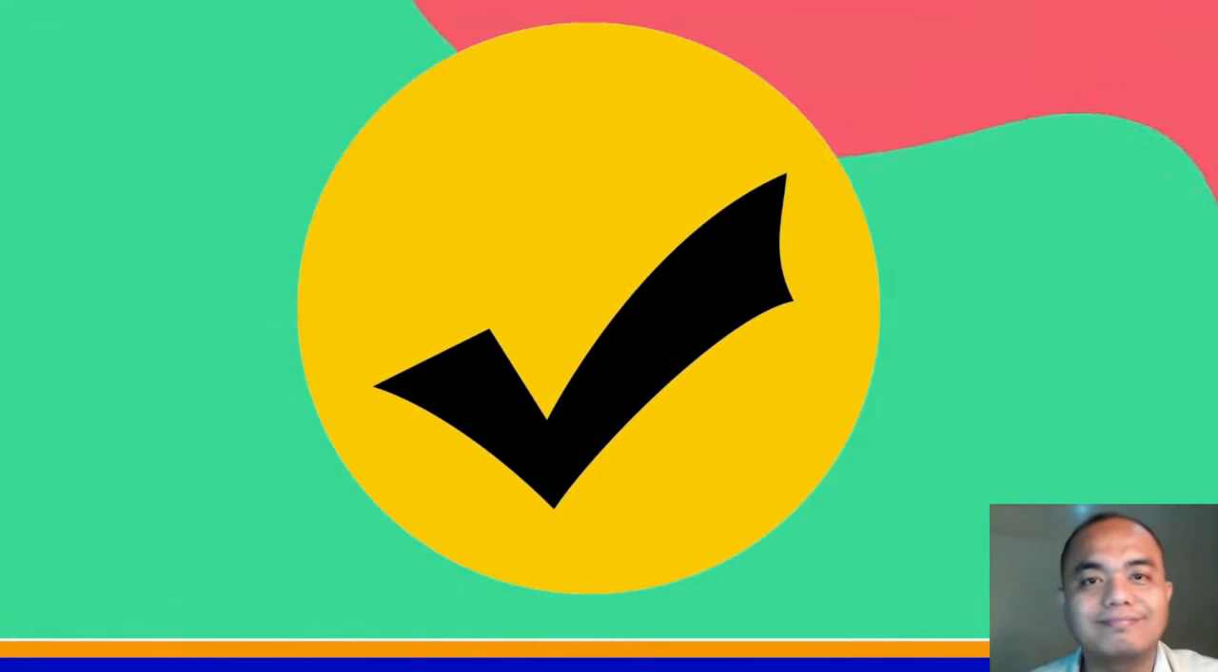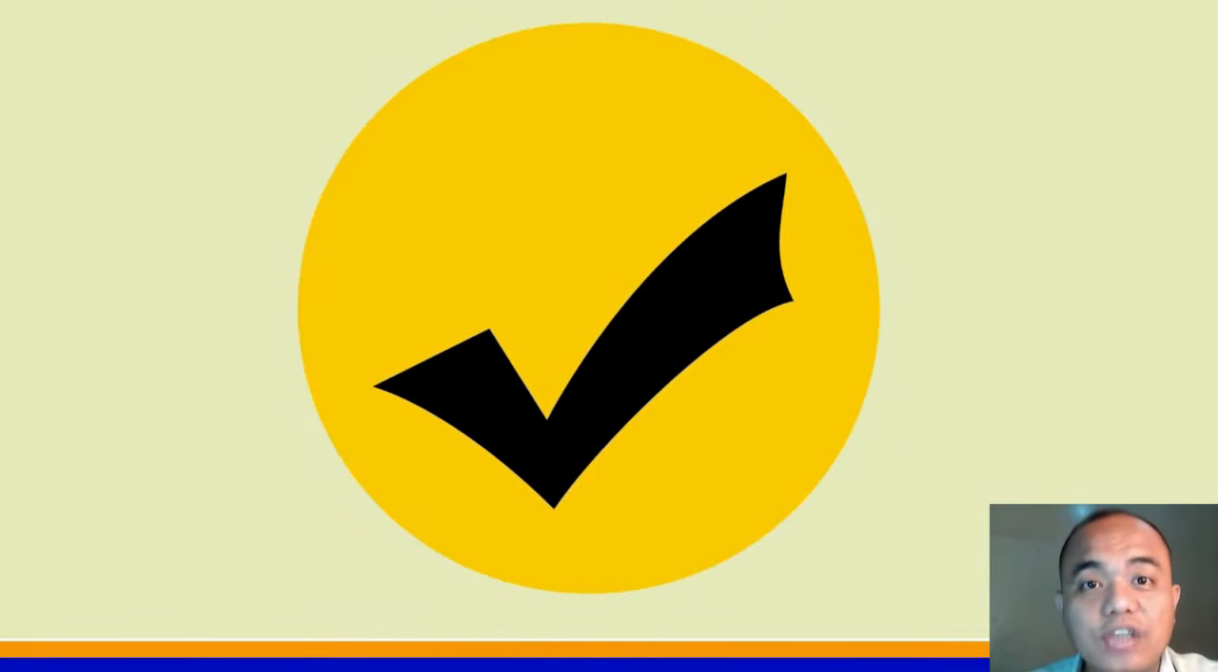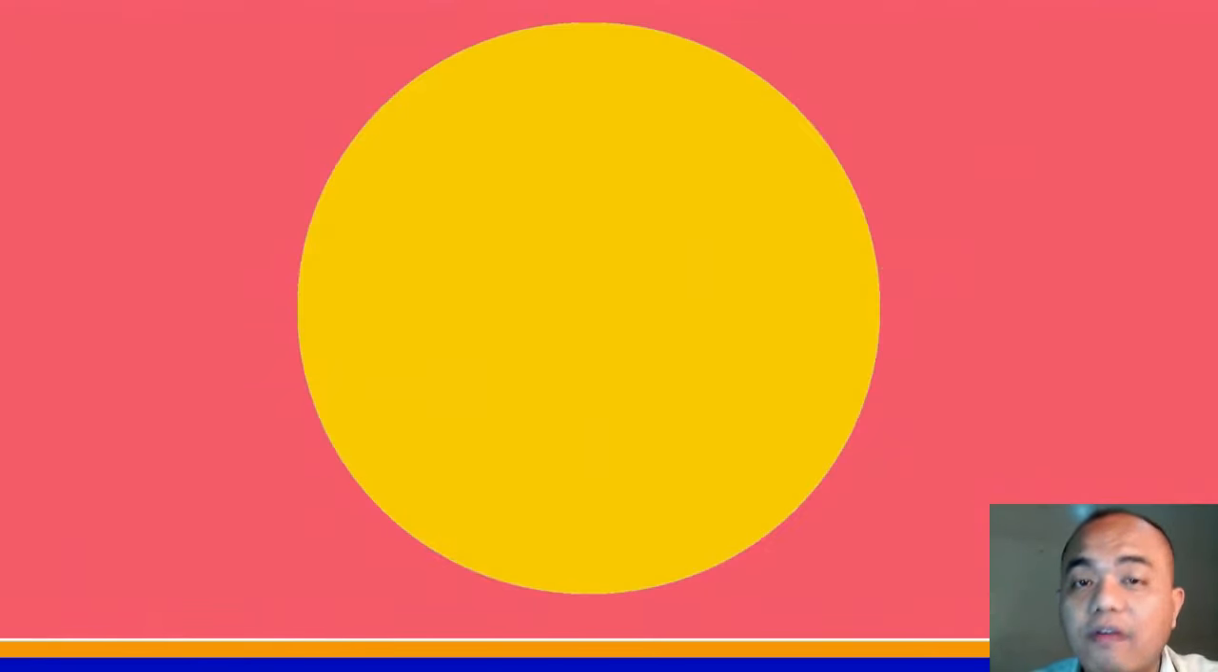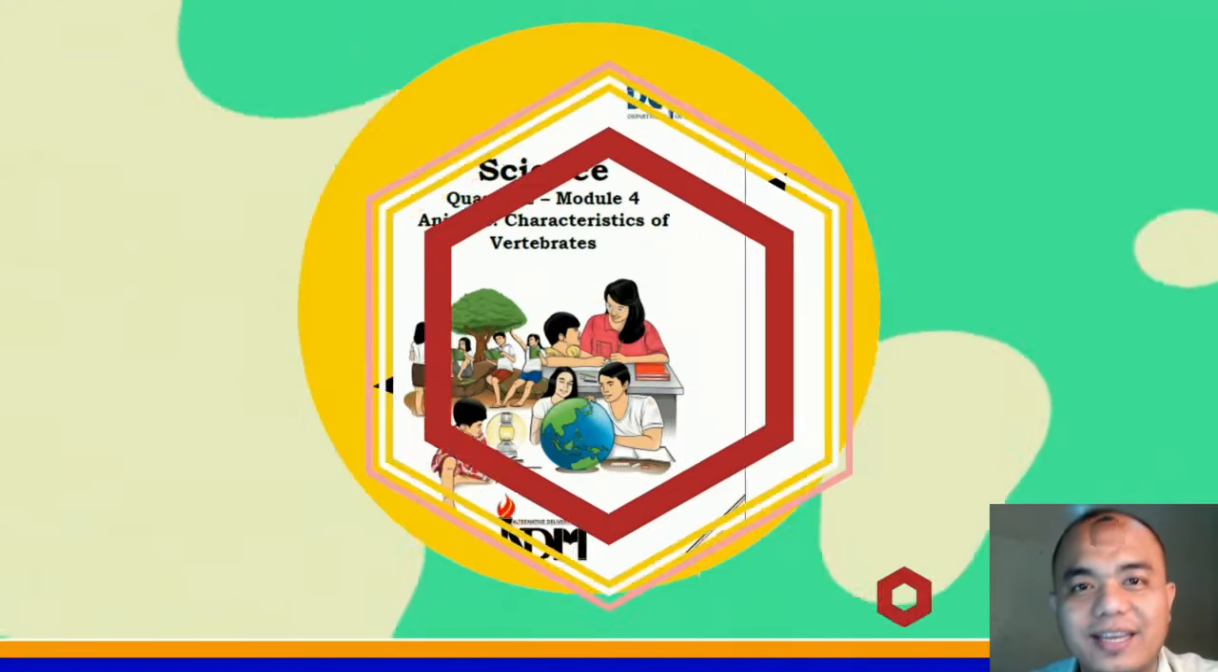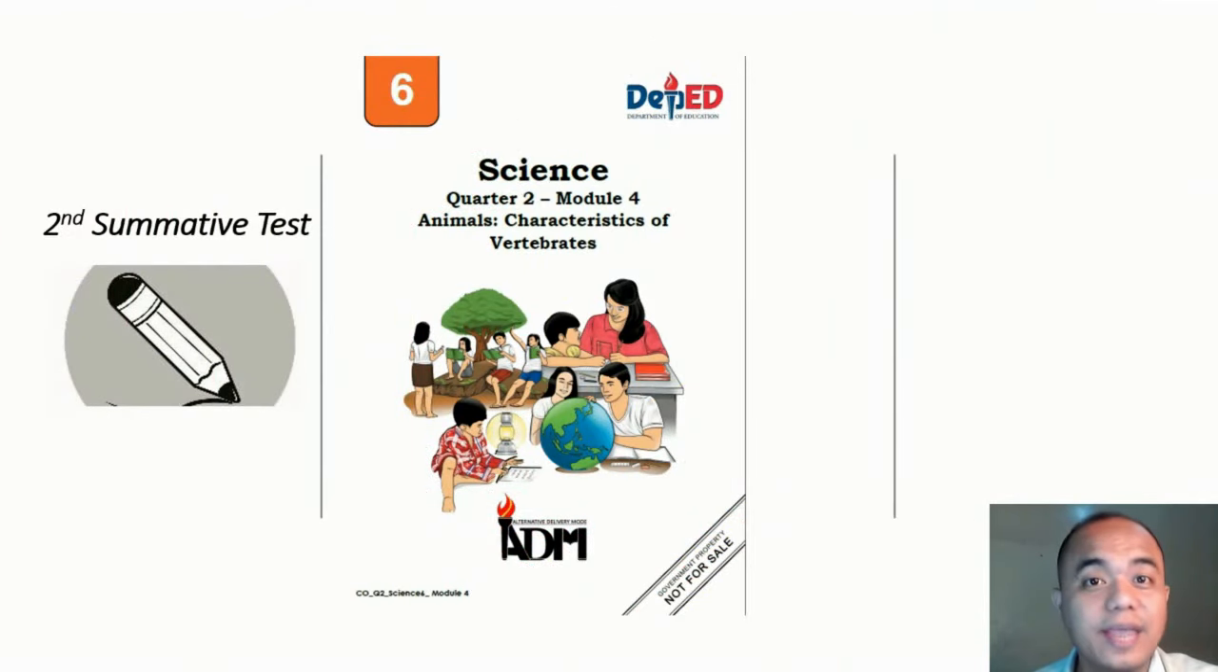Now, what's your score? Good job, because I know you've got a very good score on this activity. Now, are you ready to take our second summative test? The coverage of our summative test this week would be about your lesson last week, the vertebrate animals. I hope you've studied your lesson.